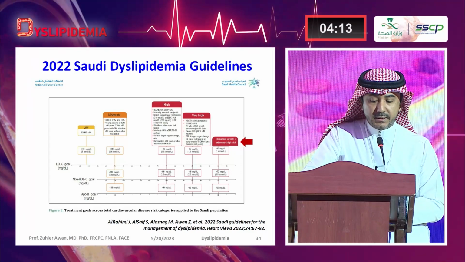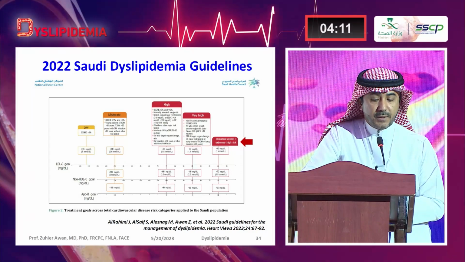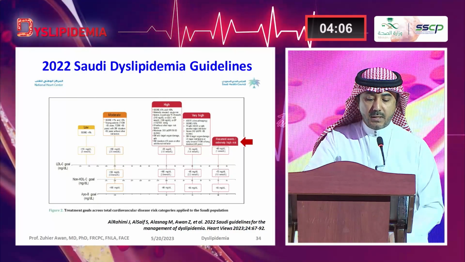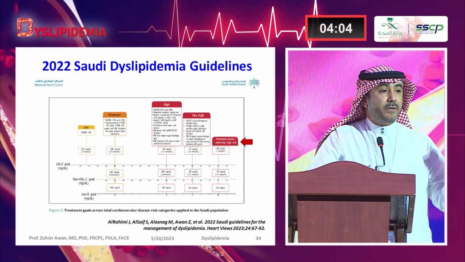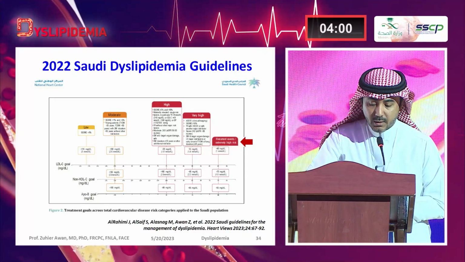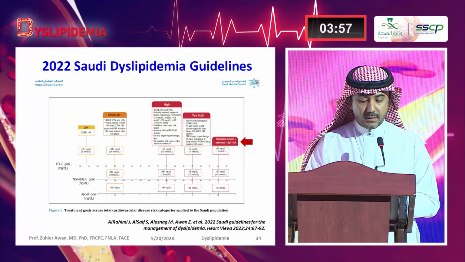As you can see, if you diagnose someone with FH, he's already high risk without an event. If you have an event, now he's very high risk. And if you have a recurrent event, now he's extremely high risk and his LDL should be lowered very significantly.